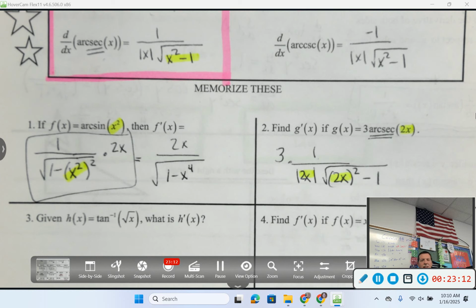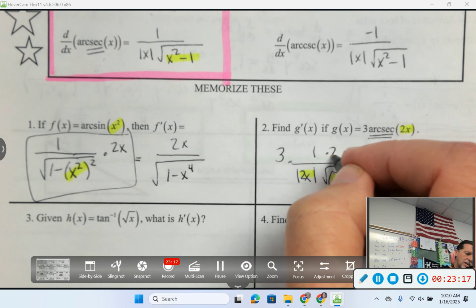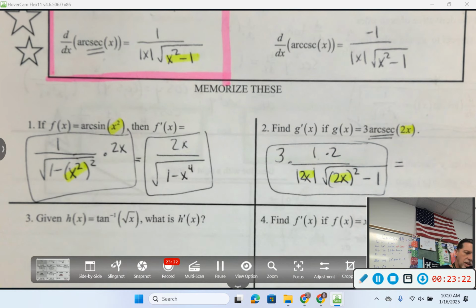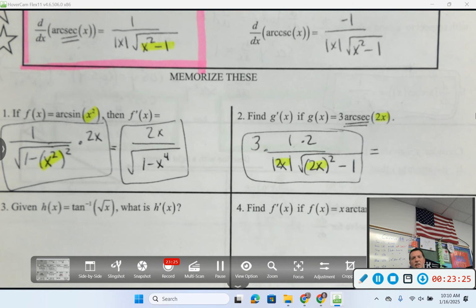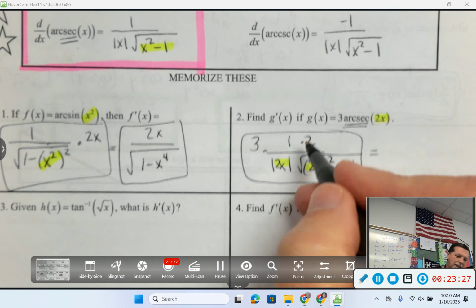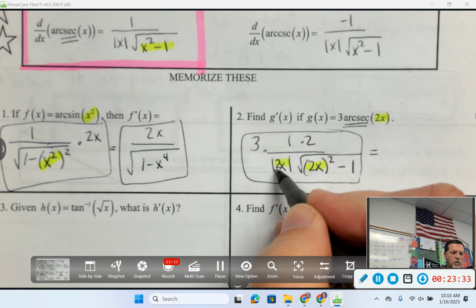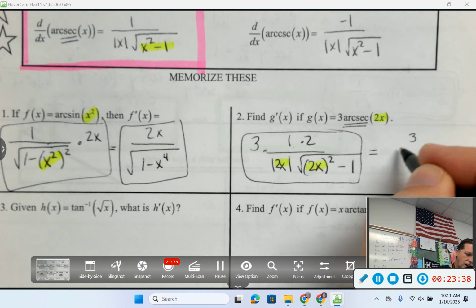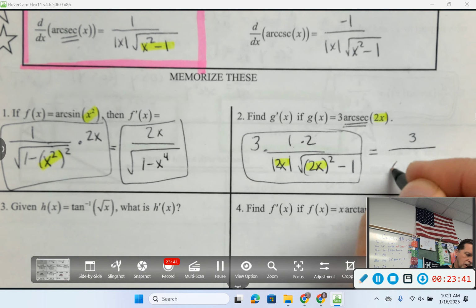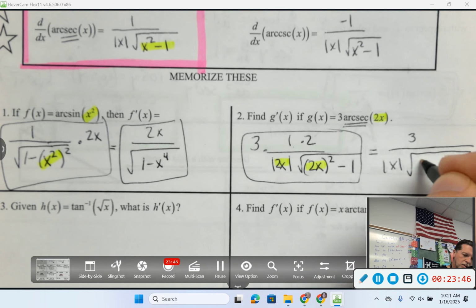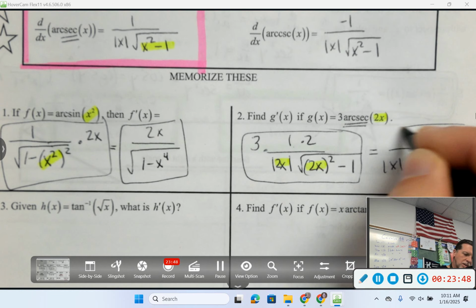And why am I not done with that? Chain rule. So what do I get on the end of that? Times 2. Okay, again, that's a safe stop. But it's probably not the multiple choice answer. I can reduce the 2's. Be careful with the absolute value, but the 2 is not going to change any signs. So I can reduce the 2's and get 3 over absolute value of x square root of 4x squared minus 1.